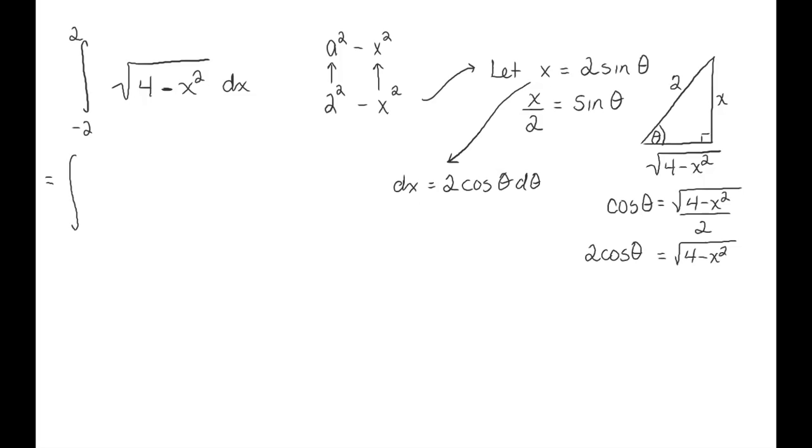I'm going to leave my limits off for a minute. All right, square root of 4 minus x squared is 2 cosine theta. dx is another 2 cosine theta d theta. And that means that I am integrating 4 times the integral of cosine squared theta d theta. And if I were to put limits of integration on this, I should switch them from limits of x to limits of theta.